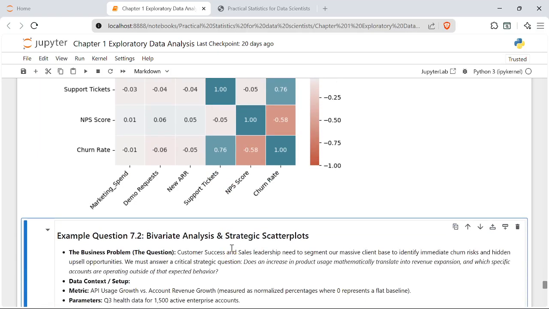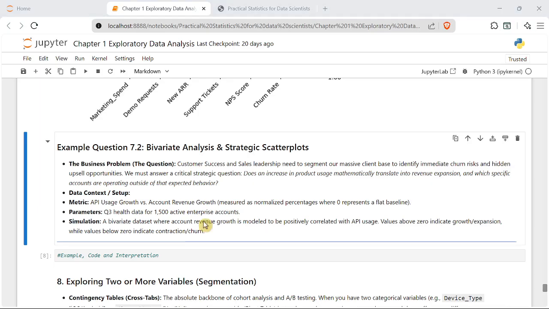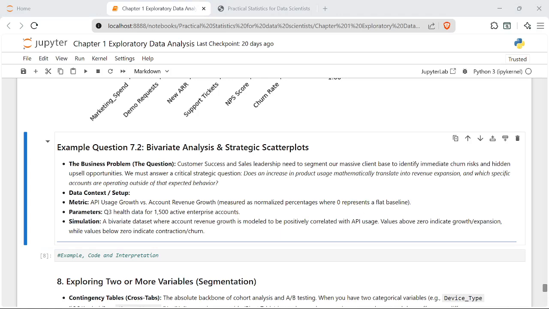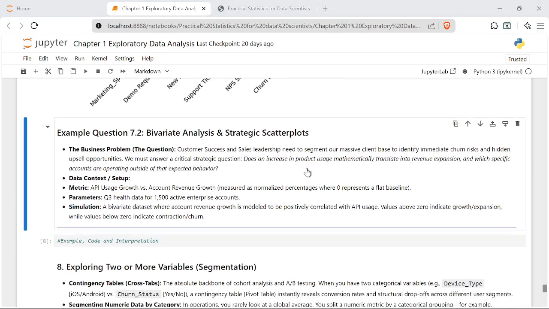Okay, so let's move to our next question. Question number 7.2, bivariate analysis and strategic scatter plots. If you are running customer success or sales for a massive enterprise platform, you need to quickly segment your client base to identify immediate churn risks and hidden upsell opportunities.